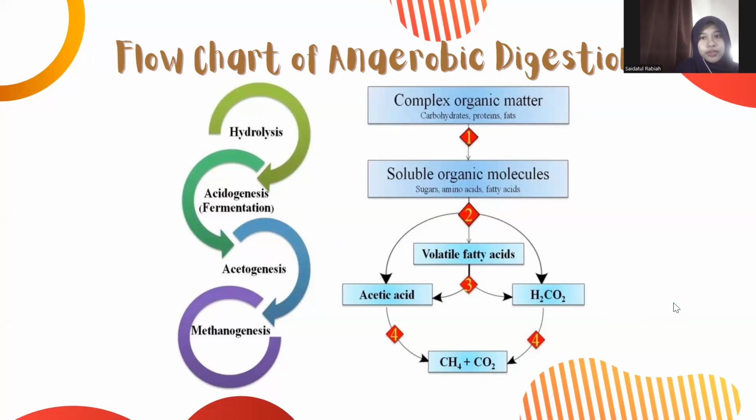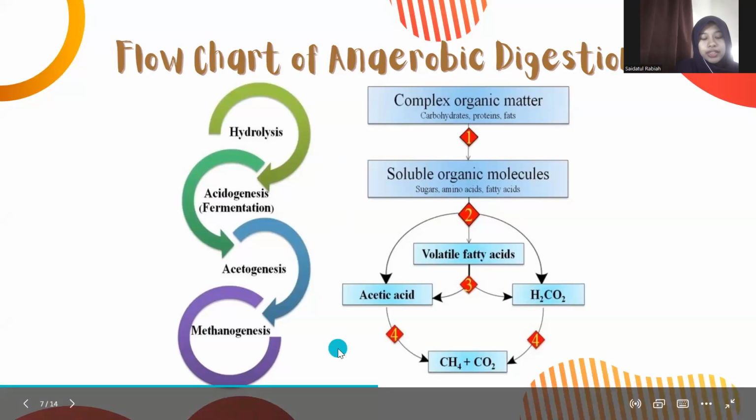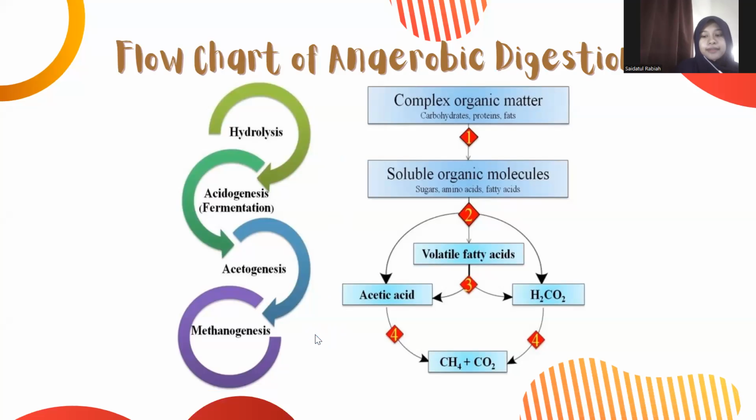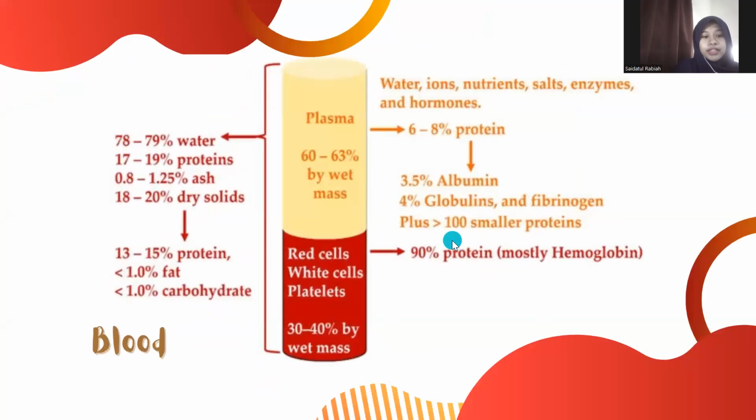Okay, this is the flow chart of anaerobic digestion. Start with the blood waste, and then the blood will be hydrolysed until the last stage, which is the methanogenesis that will produce the biogas. Okay, so as we all know, blood is the organic substance made up primarily of protein. So in this anaerobic digestion, I will tell you about the protein component.